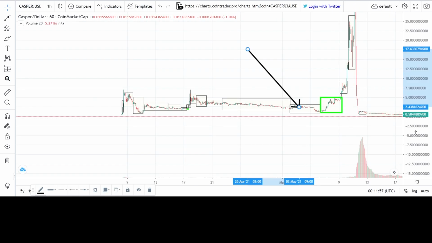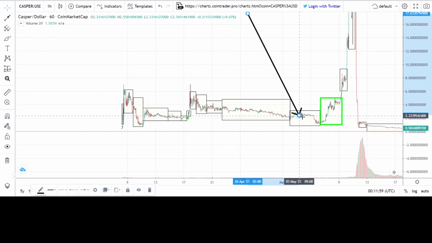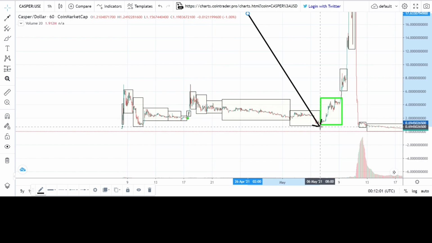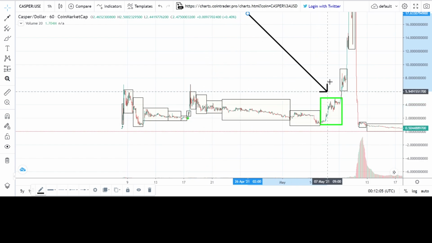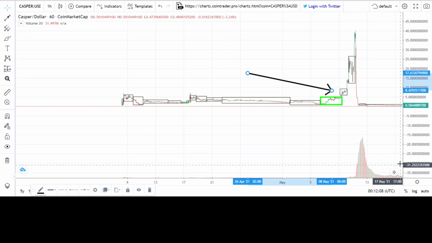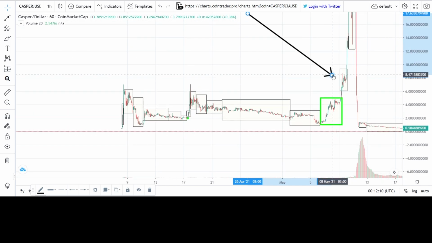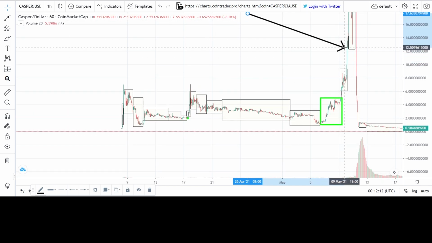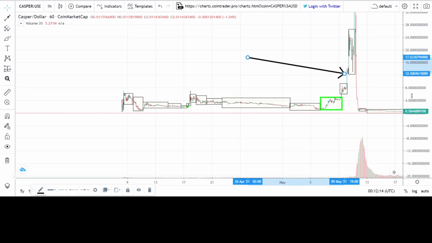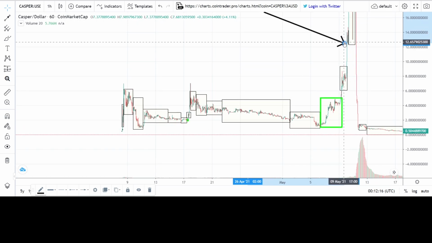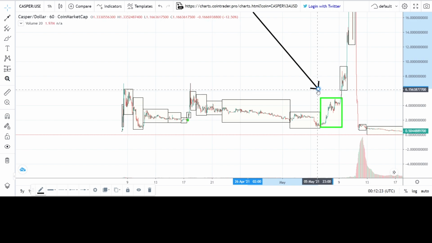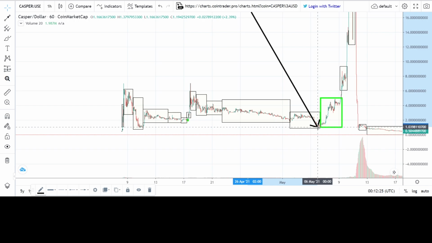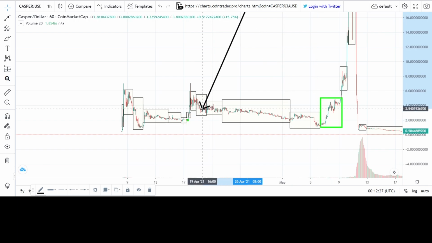However, the only other time that Casper has dipped down very low, that is below this bottoming out structure, was when it printed this massive bull run structure. Now, I'm not saying that today's bull run structure is going to be $40. That is not my point. What I am saying is that historically speaking, if we go by what history shows us, the time that it did drop very low, lower than the bottoming out structure.